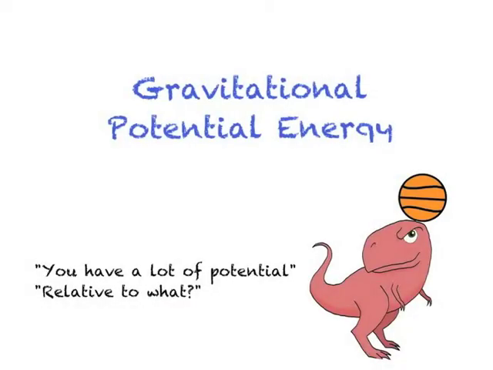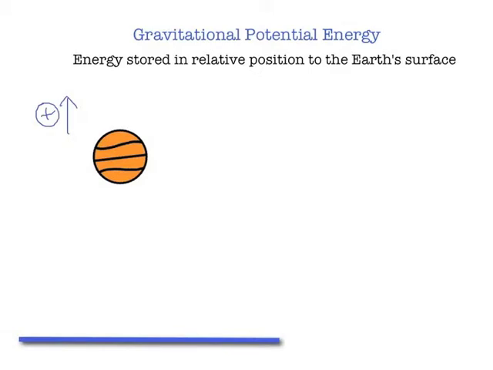So, just like before when we used the concept of work to develop a formula for the kinetic energy, now we want to do the same with a different form of energy, gravitational potential. Now, besides storing energy in a system in the form of movement, aka kinetic energy, we can also store it in its relative position to the Earth's surface, and that is known as gravitational potential energy.